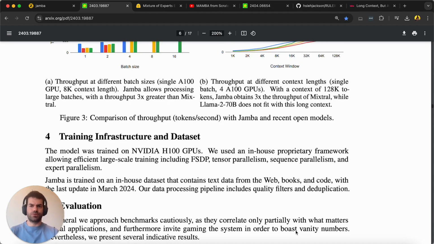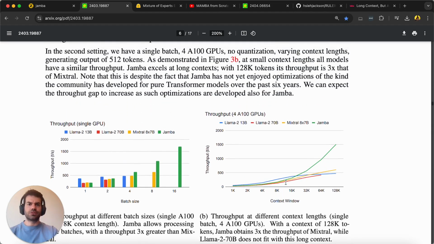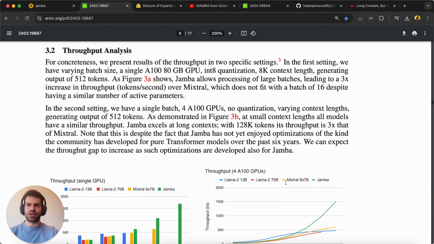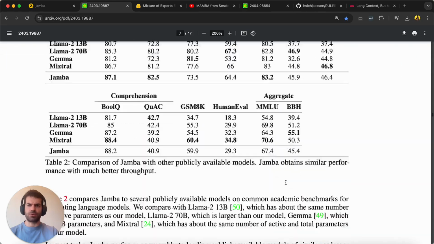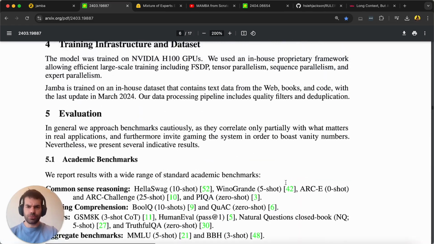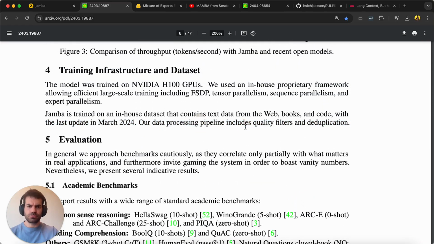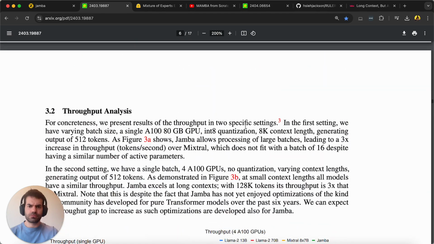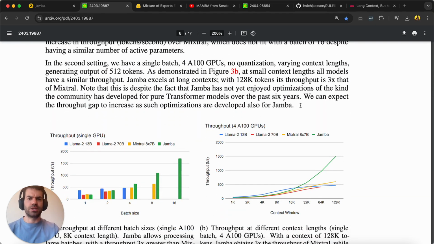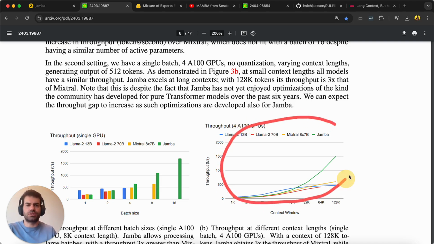I do want to, for a second, go back to something that I think I missed about the throughput. Okay, here it is. This is, I think, one of the main key sentences that we have here. Despite the fact that Jamba has not yet enjoyed optimization of the kind the community has developed for pure transformers, we still get those results.